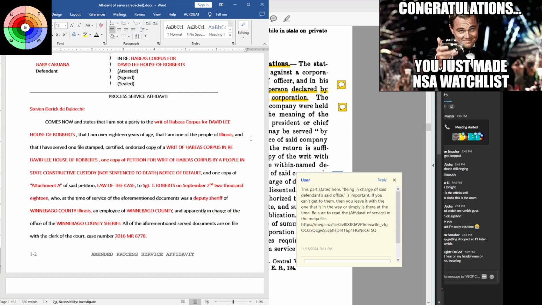2, Sergeant T. Roberts on September 2nd, 2018, who, and this is the thing about being in charge of the office, who at the time of service of the aforementioned documents was a deputy sheriff of Winnebago County, Illinois, an employee of Winnebago County, and apparently in charge of the office of the Winnebago County Sheriff, because the process server could not get to the sheriff. The sheriff was either in the back or he was someplace else, but it didn't make a load of beans. It was not necessary to actually get it to him.